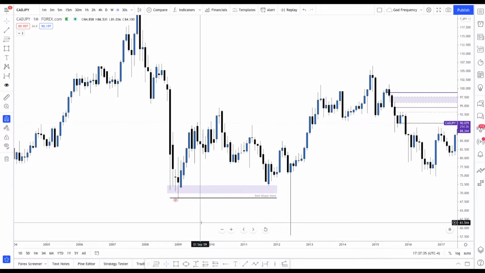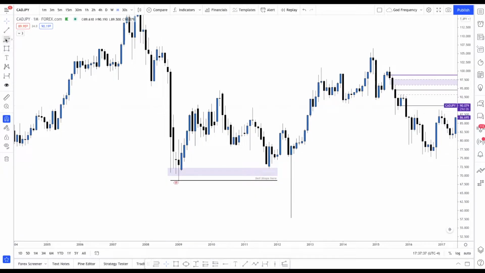Now, at the same time, these people who placed the sell stops, where do you think their stop loss is? The stop loss is typically going to be above the highs. Let's just call it, this is a monthly chart, but let's just say their stops are up here.